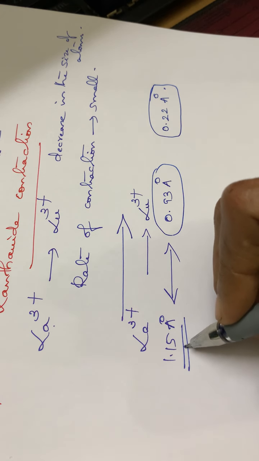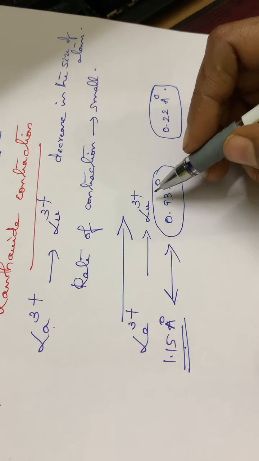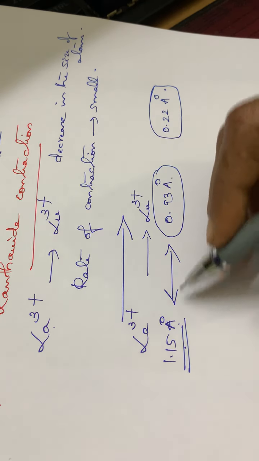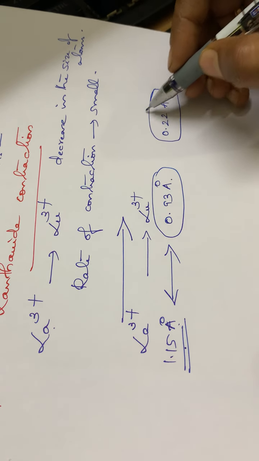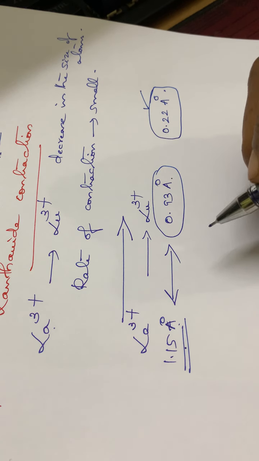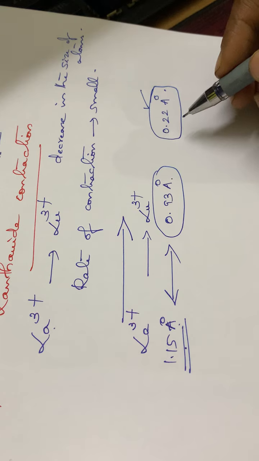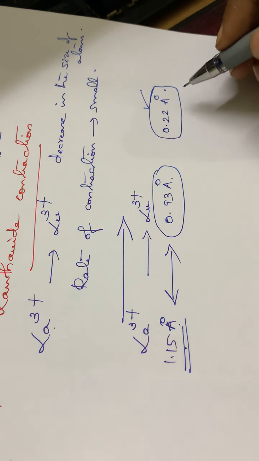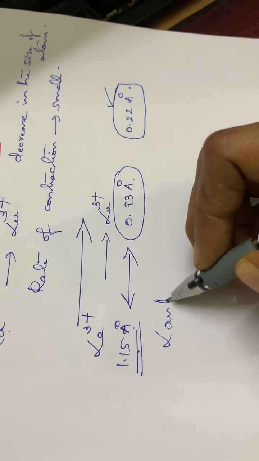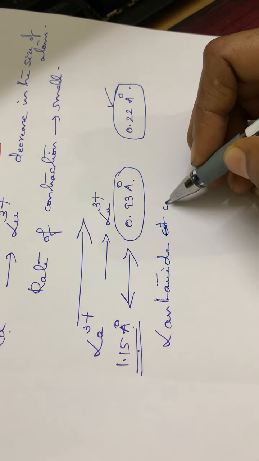Starting from lanthanum, it has an atomic radius of 1.15 angstrom, and for lutetium we have 0.93 angstrom. So when taking the difference between these two values, you get a very small value of 0.22 angstrom. That is, a reduced rate of contraction of the atomic and ionic size is occurring along the lanthanides, along that particular period. That phenomenon we can call the lanthanide contraction.